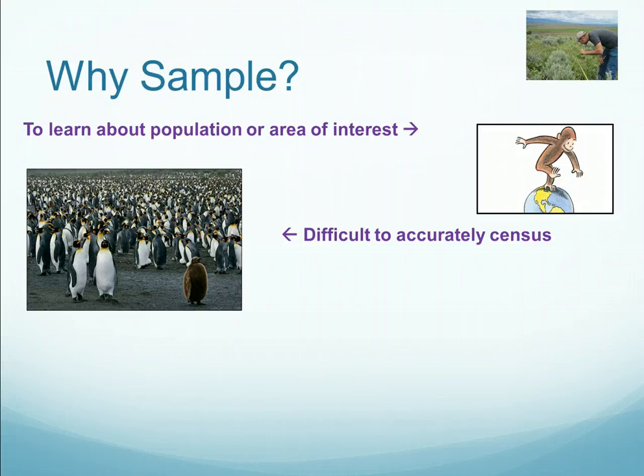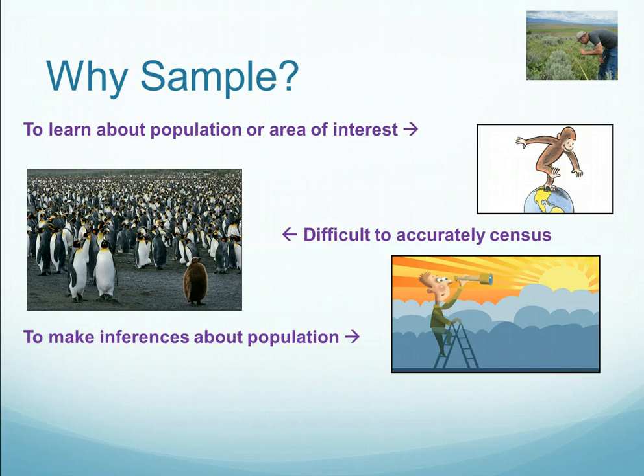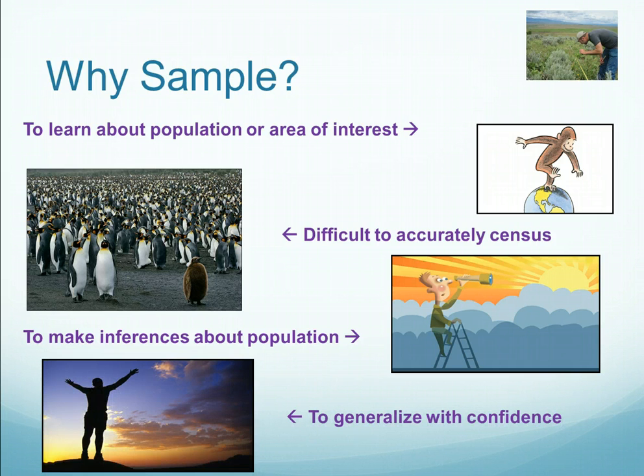It's often difficult to know that we have accurately measured all of the individuals in a population, and so we sample. We also sample to make inferences about the population and to generalize with confidence.